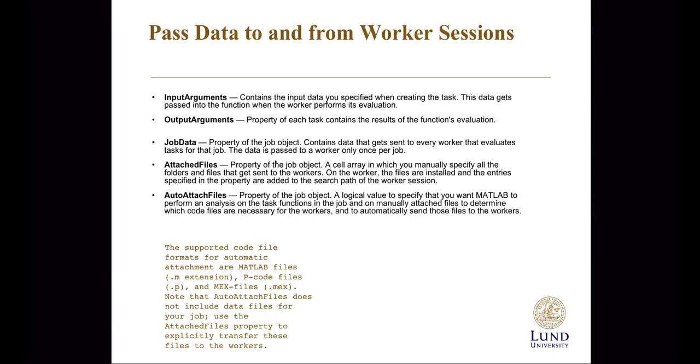You can have attached files. These are also a property of the job object. There, as a cell array, you specify all the files and folders that you want the worker to have access to, and that gets sent to that worker, or rather, the pointers to that get sent to the worker. Same thing with auto-attached files. If you wanted to have something you always want to have, then just have the auto-attached.